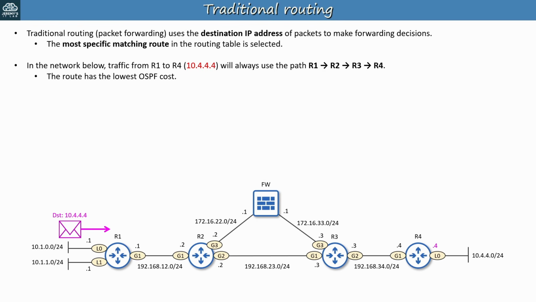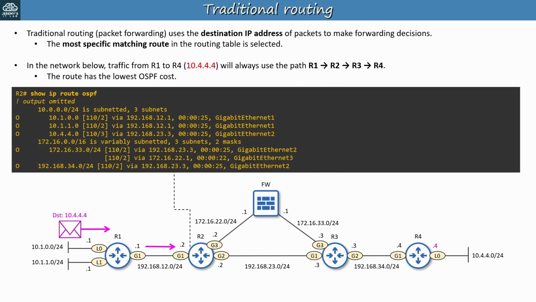R1 has received a packet from one of its connected LANs, destined for 10.4.4.4. R1 forwards it to R2, and now R2 has to make a choice. It has 2 valid paths, but which is chosen to forward the packet? Here's R2's routing table. Which is the most specific matching route? It's this one to 10.4.4.0 via R3. An alternate path via the firewall exists in OSPF, but because it has a higher cost, it isn't installed in the routing table. So R2 forwards the packet to R3, which forwards it to R4.